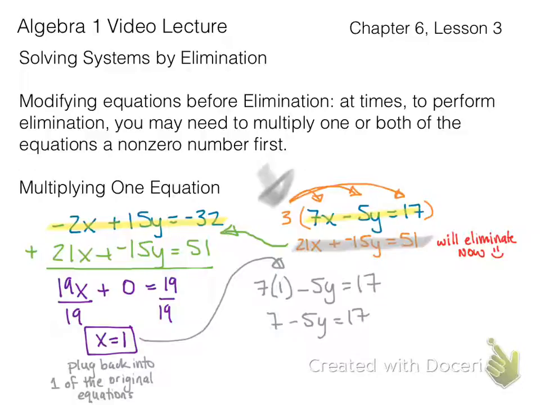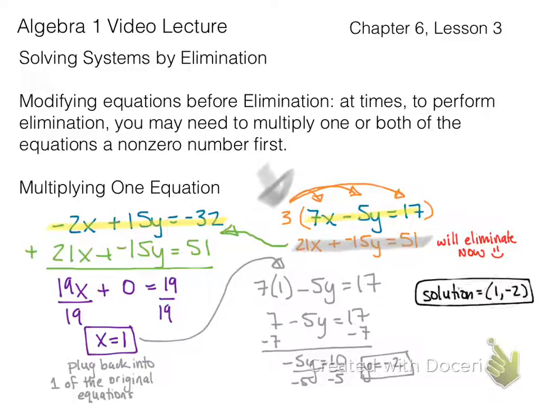And then simplify. 7 times 1 is 7. And then we're going to get y by itself. Subtract 7 on both sides. Negative 5y equals 10. y equals negative 2 because we divided 10 by negative 5. So the solution to the equation is 1, negative 2. That means if you were to graph the two lines, that's the point where the lines would intersect.